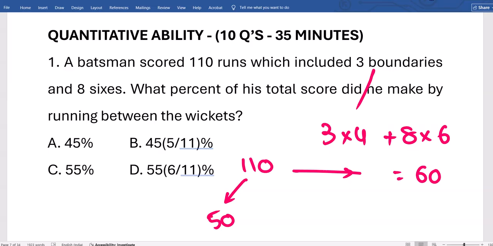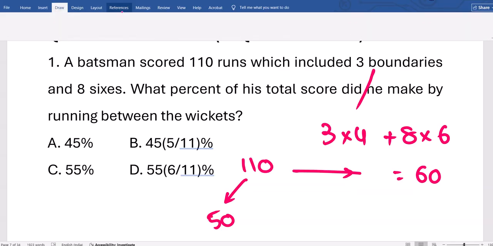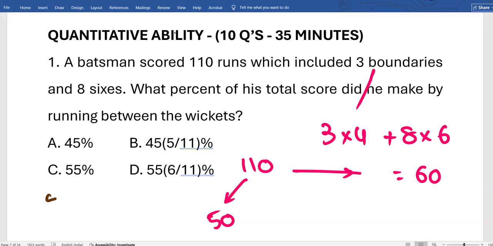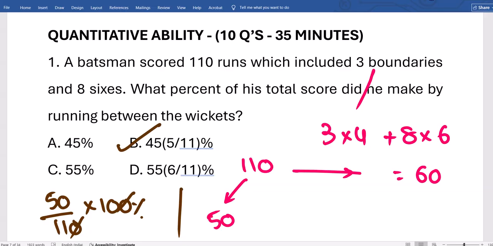They're asking in percentage. 50 out of 110 is what percentage? That's your answer. Running between wickets, he scored 50 runs out of total 110. What is that percentage is what the discussion is all about. 500 divided by 11, which is 45 5 by 11. Option B, 45 5 by 11 percentage.